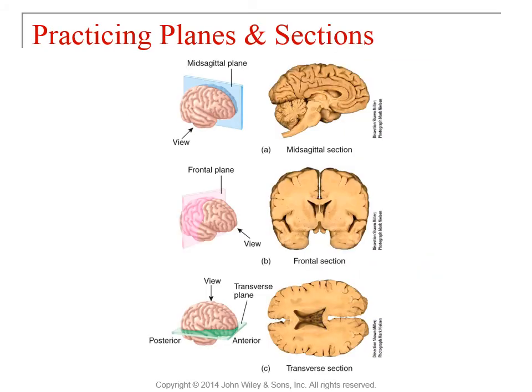So here's a quick little example of how the brain looks in all three planes. So you have the mid-sagittal plane, which is going to slice the brain into left and right portions. The frontal section is going to show the anterior and posterior portions, and of course the transverse section is going to slice it into the superior and inferior portions.